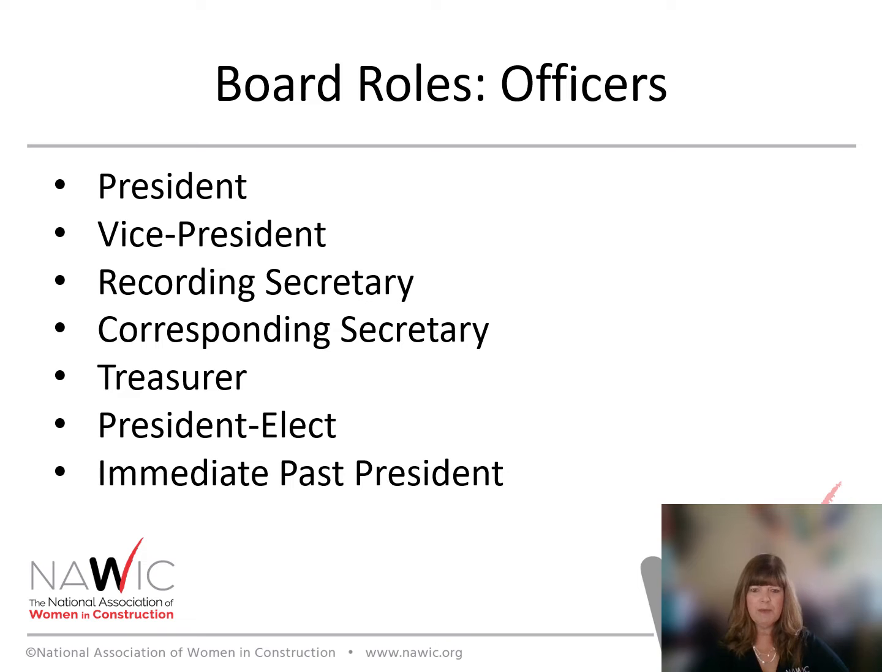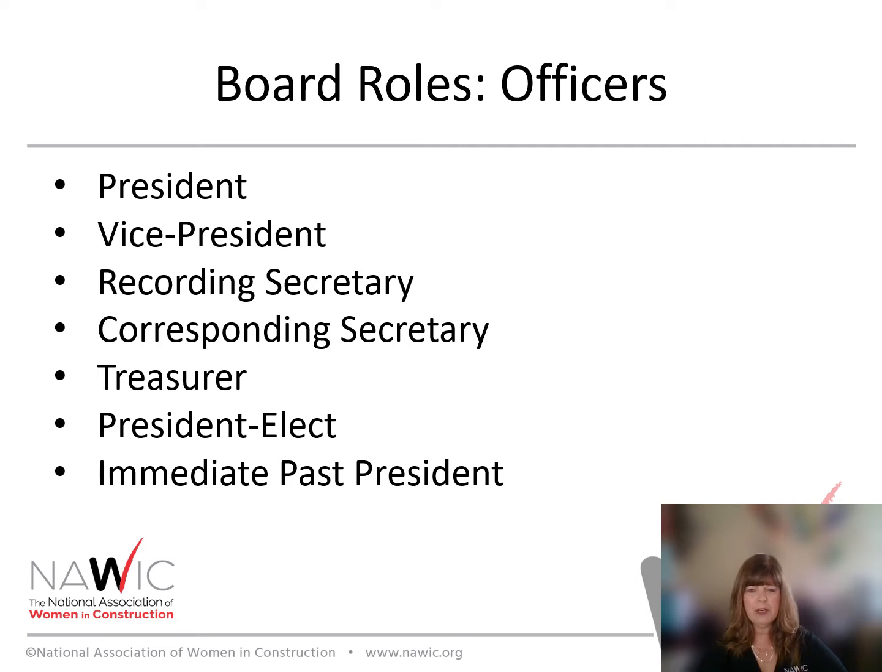The vice president performs the duties of the president in her absence and succeeds to the office of president if that office becomes vacant. The president can appoint the vice president to be the liaison between the chapter committees. This is similar to the national board, where the vice president is the national committee's liaison to the board.